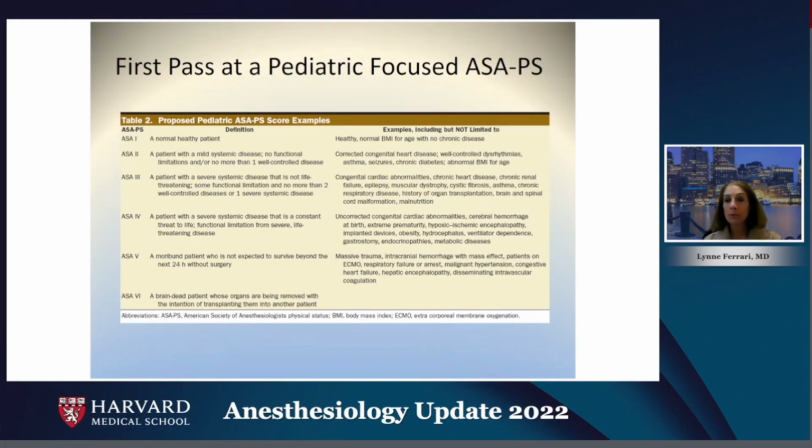ASA3s would include chronic renal failure, epilepsy, muscular dystrophy, cystic fibrosis, asthma, et cetera. So these are the kinds of diseases that we routinely see in our pediatric perioperative patients, and they give us a little more specific direction when trying to define the ASA physical status classification.